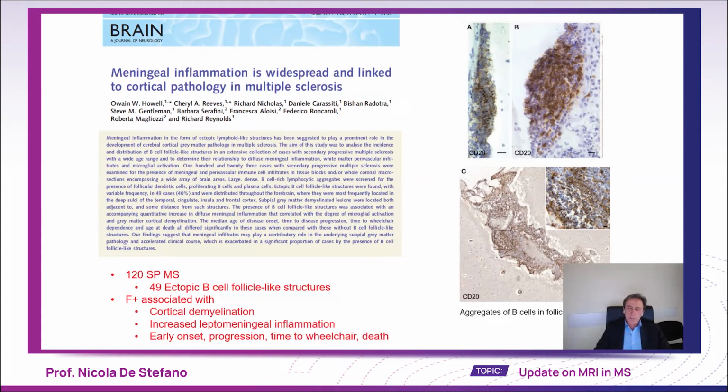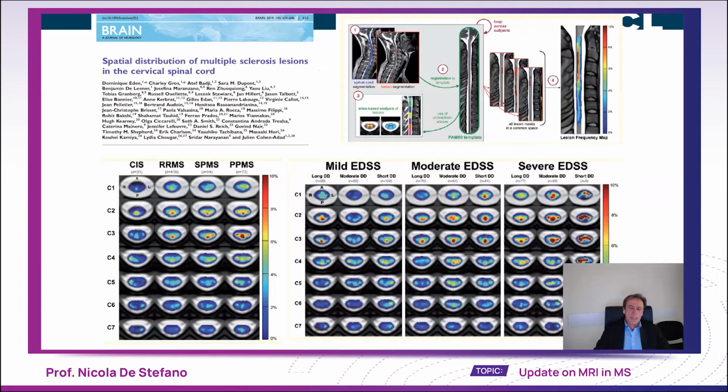And so the message is, look at the white matter in patients with MS, but look also at the gray matter in terms of focal and diffuse pathology that we can have in our patients. So multiple sclerosis is a disease which involves both white matter and gray matter.